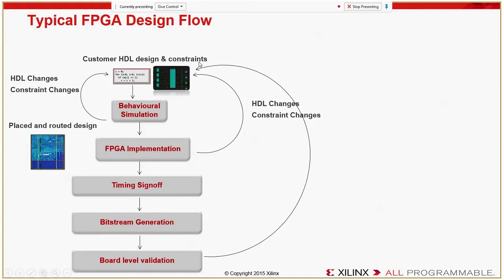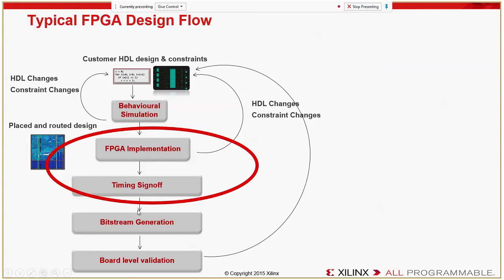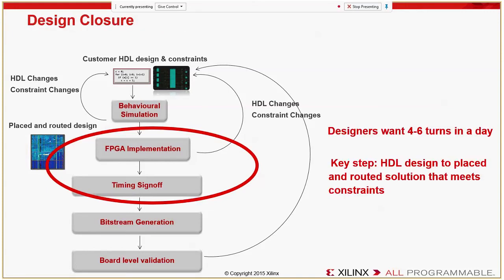So the time to design closure is basically the time taken to take a customer design in HDL and get it to the point where it works on the board. In this talk, we will focus on a very key part of this process, and that is the step that takes an HDL design and generates a placed and routed solution that meets the constraints. Now this step is very critical to the entire closure of the design, and designers typically want to be able to do 4 to 6 turns of this step, and preferably of the entire flow, in a day.